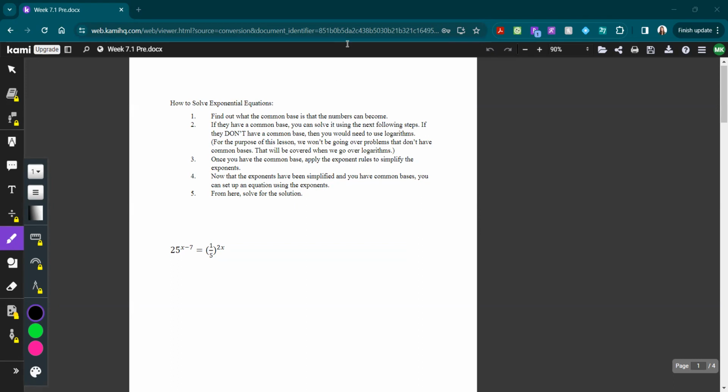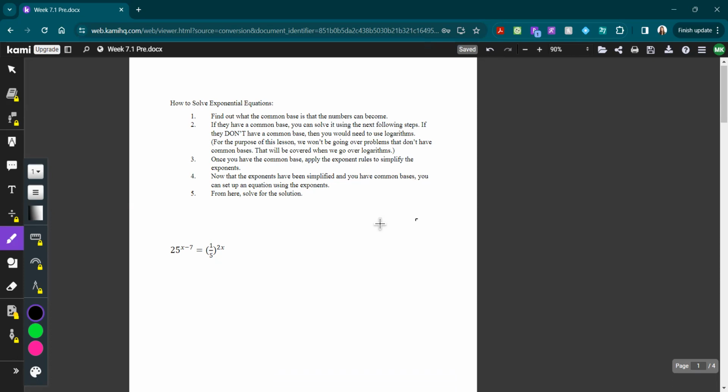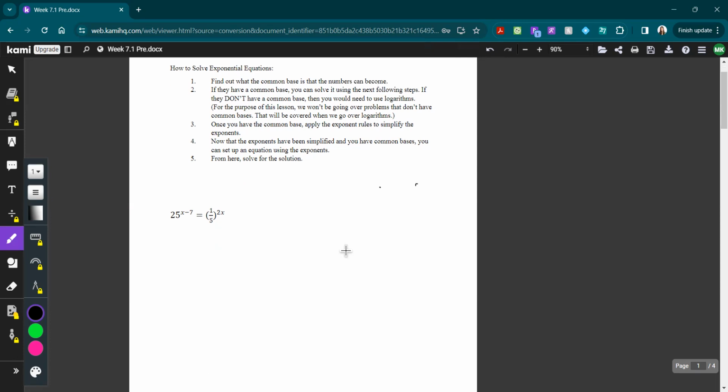The exponent rules are pretty important, which you should have learned earlier in the weeks, as that pretty much always comes up. So by now, you should be familiar with what the exponent rules are and how to use them. And then once you have an equation using the exponents, you solve for x or whatever the solution is.